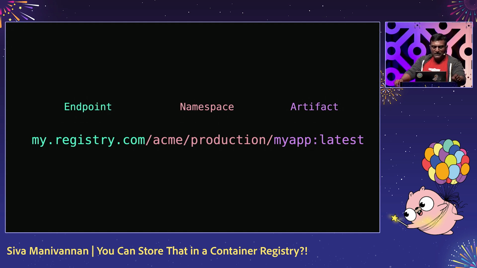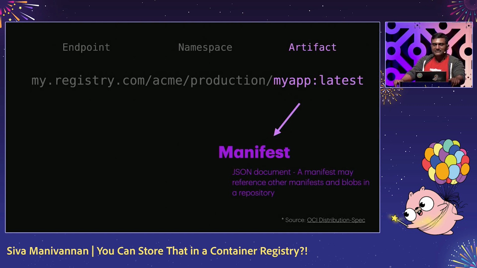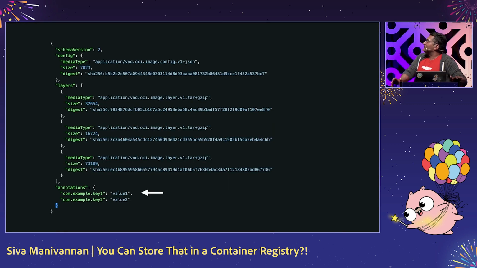Just a little bit of a review of the namespacing, and I'm sure most of you are familiar. You have an endpoint, a domain where your container registry or server is based, and you have a namespace, as well as, towards the end, what we call an artifact. And an artifact basically points to metadata. Through one level of indirection, it points to metadata called a manifest, which is just a JSON document, and it stores the blobs that are associated with the content. And this is what it looks like.